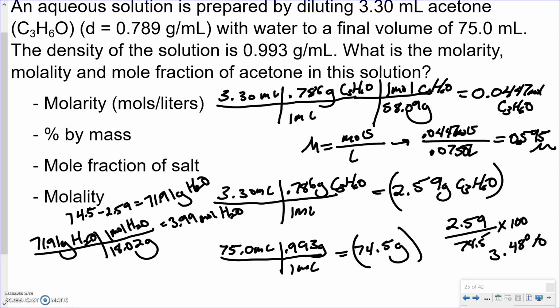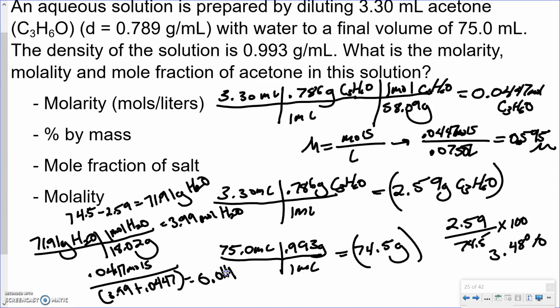Okay, from there we do our mole fraction, which takes the moles of the acetone, so 0.0447 moles of the acetone, over the total moles, which is 3.99 plus 0.0447. Okay, and again, we can either leave it like that or we can solve it out. So let's go ahead and solve it out. So we have 0.0447 divided by 0.0447 plus 3.99. Okay, and that gives us a mole fraction of 0.011, we'll say 1, okay, with 3 sig figs. All right, so that takes care of our mole fraction.